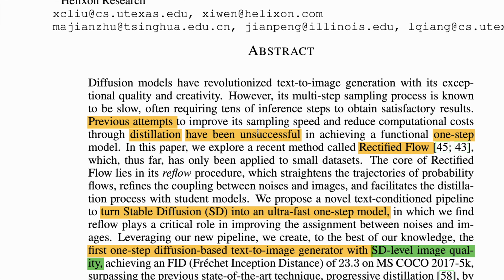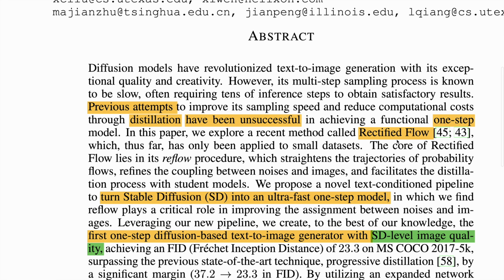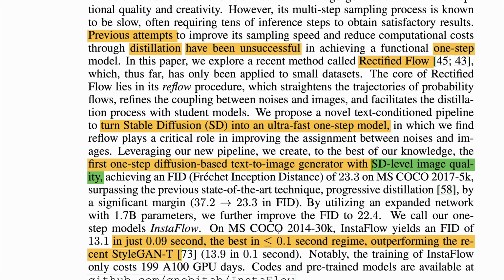Here they're going to leverage Rectified Flow. I've discussed this technique a bit on my YouTube channel. By leveraging Rectified Flow, they will be able to turn Stable Diffusion into an ultra-fast one-step model. They say it's a one-step model, but with SD, so Stable Diffusion level quality. And therefore, in terms of speed, it's on par with GANs, for example StyleGAN or GigaGAN, but it's outperforming them in terms of FID.